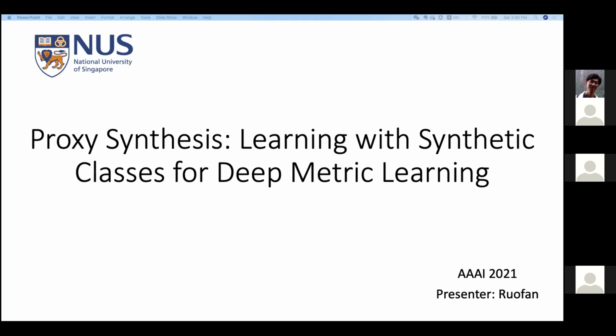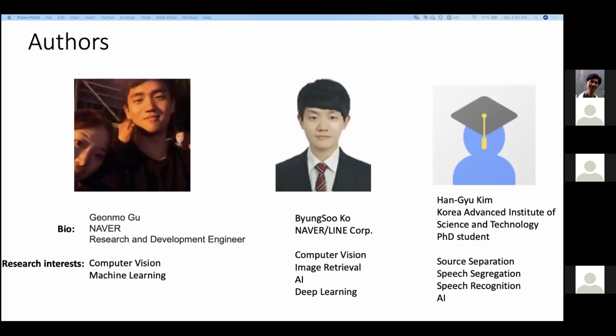Okay. Today I will present the paper Proxy Synthesis: Learning with Synthetic Classes for Deep Metric Learning. This work is published in IEEE this year. The authors are three Korean researchers from Naver and Line Corporation. The first two authors are co-first authors for this paper. Their research interests are computer vision and metric learning. But the last author's research interest is speech or signal processing. Okay, please go on.